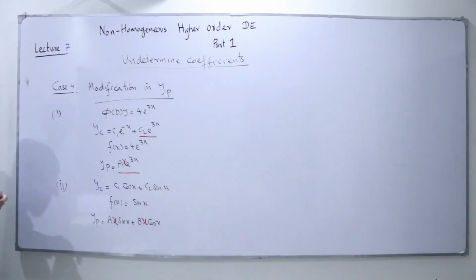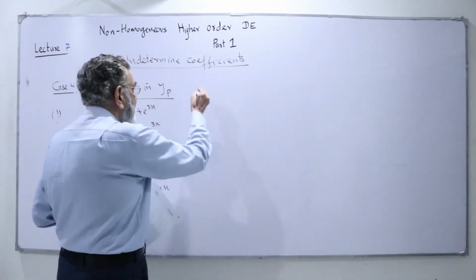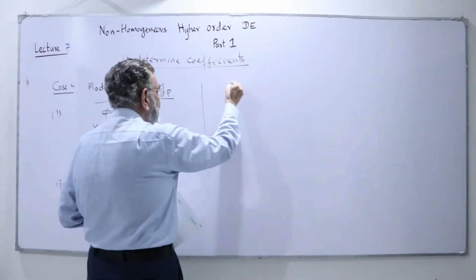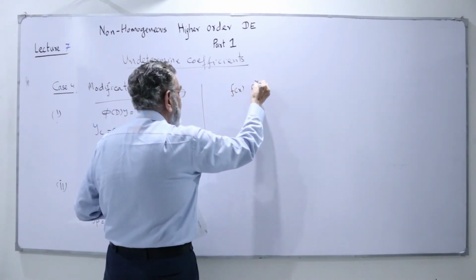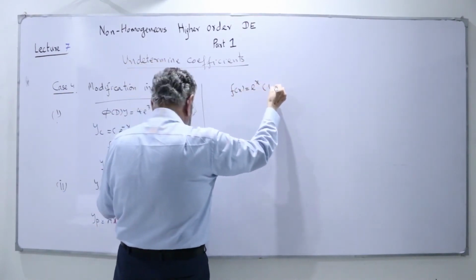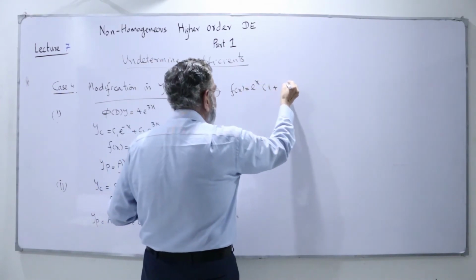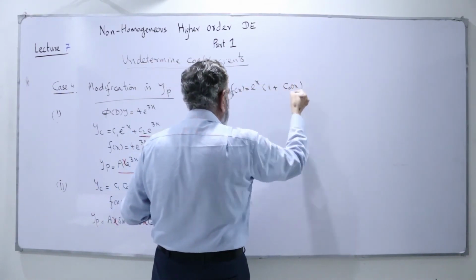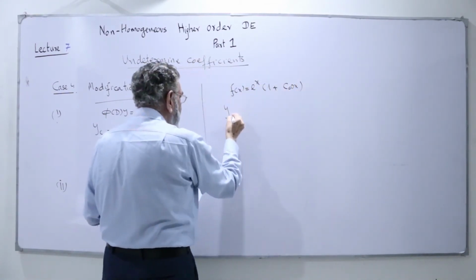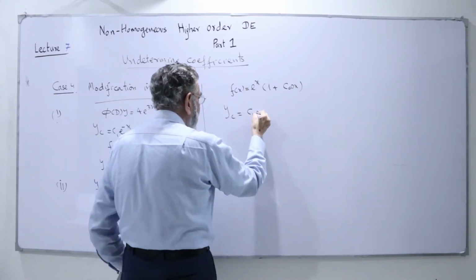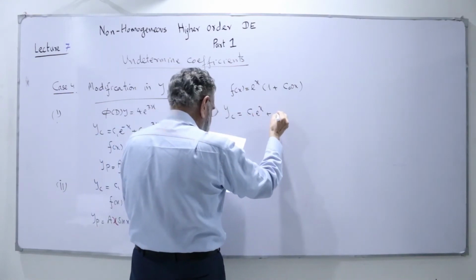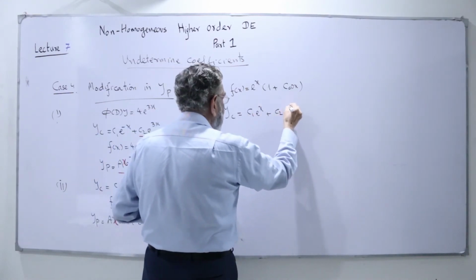Now we solve this and find our a and b, and substitute a and b here, which gives me the yp. One more example: I have f(x) equal to e to power x times (1 plus cosine x), and my yc for the homogeneous part of the solution is c1 e to power x plus c2 e to power minus x.